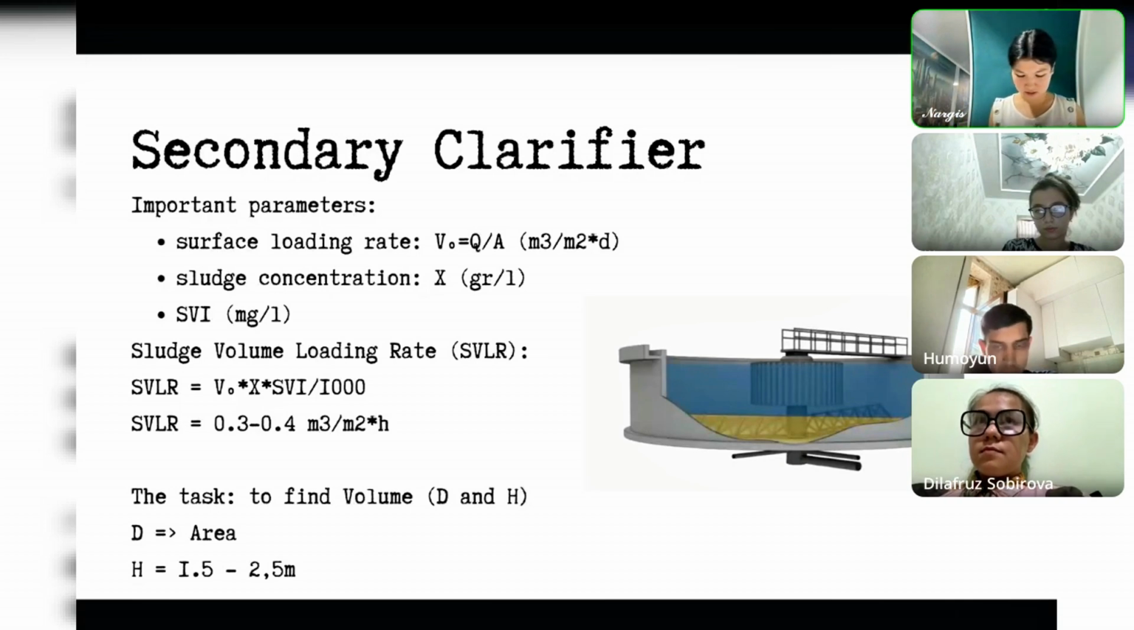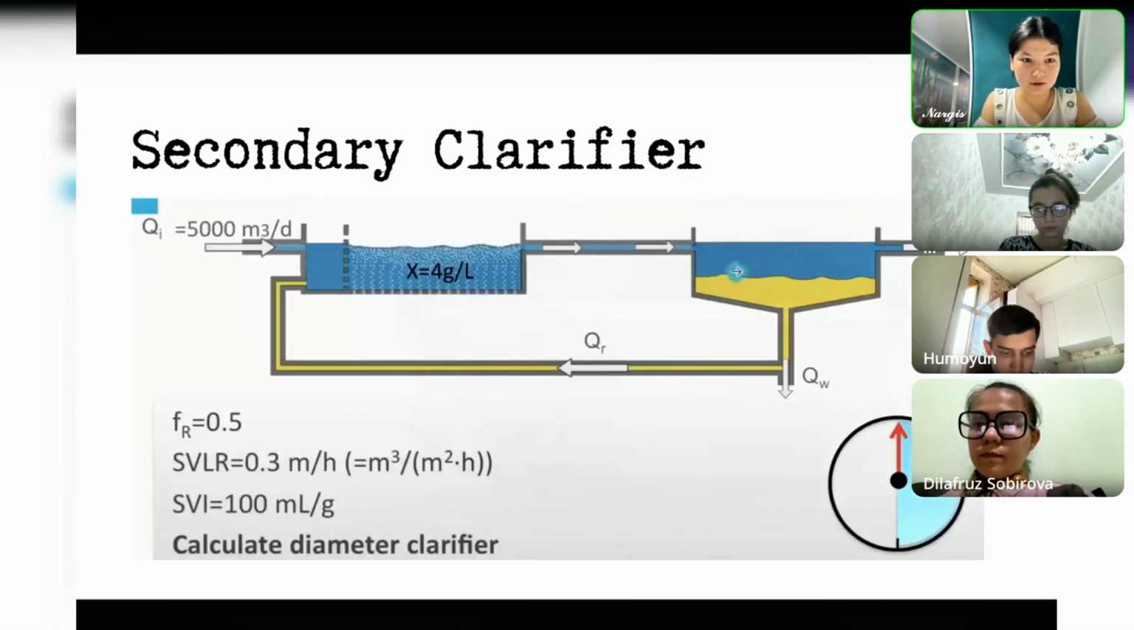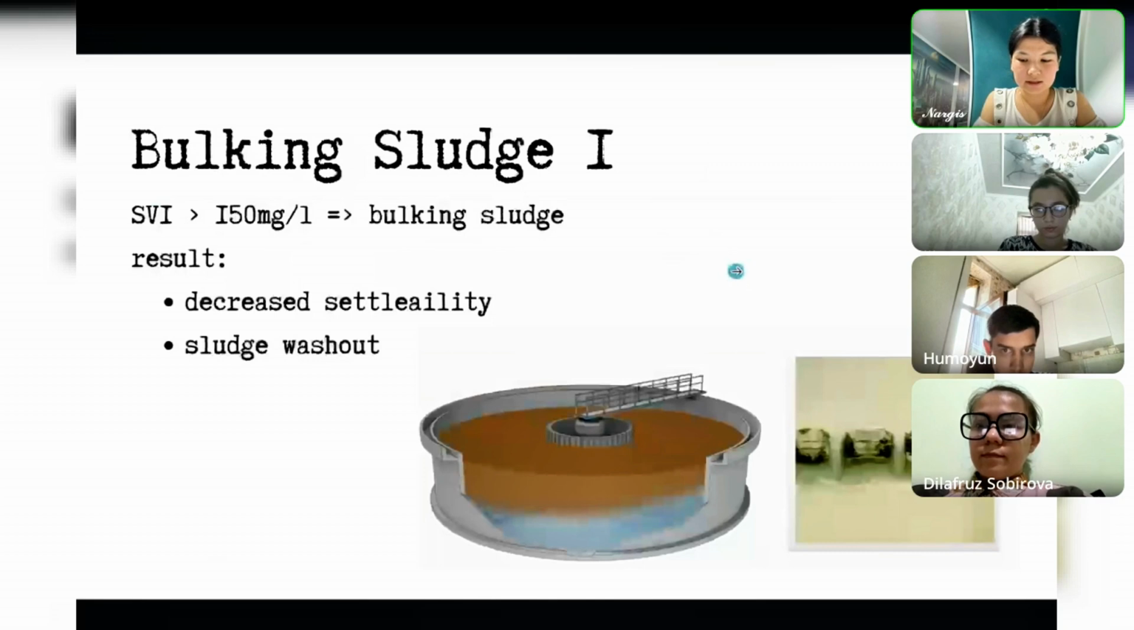416.67 times 2 meters. It will be 833 meters cubed, right? So the total volume of our secondary clarifier will be 833.34. Great, we found it. We did it. Yes, now let's come back. The calculation has ended.